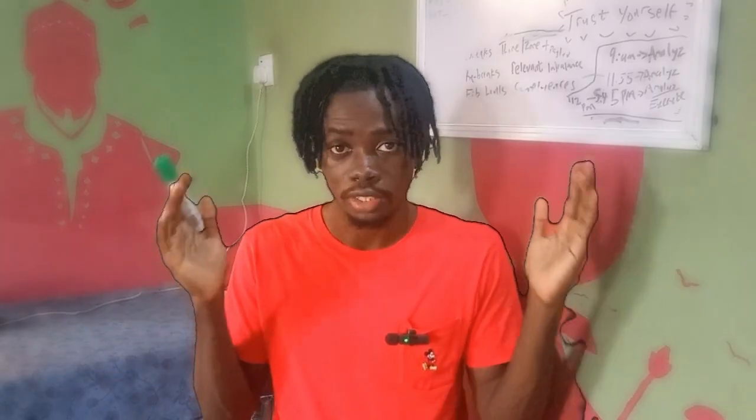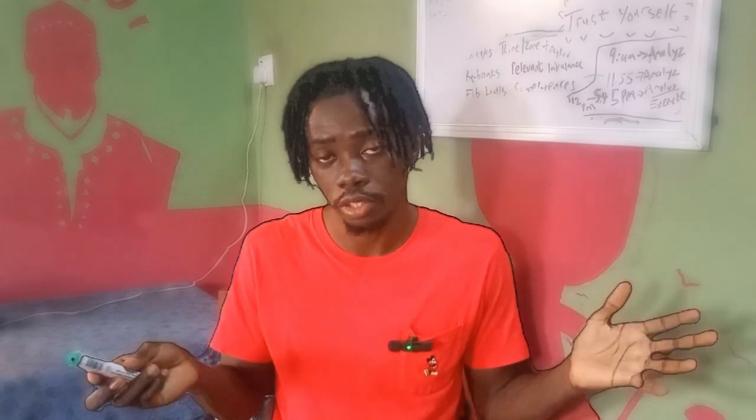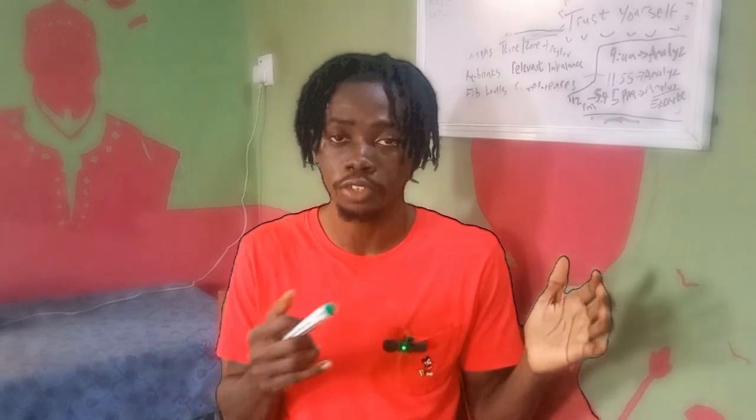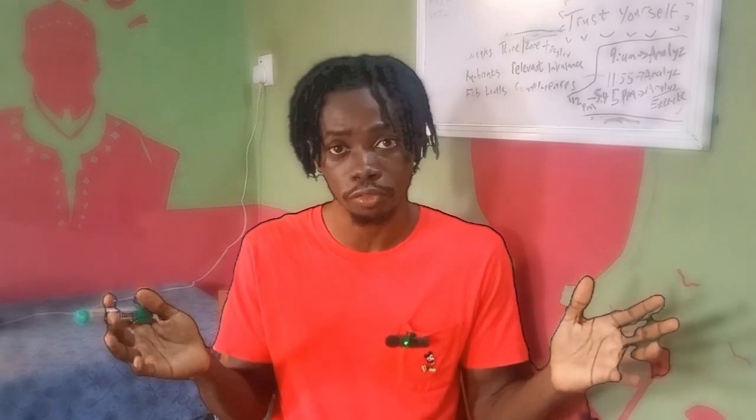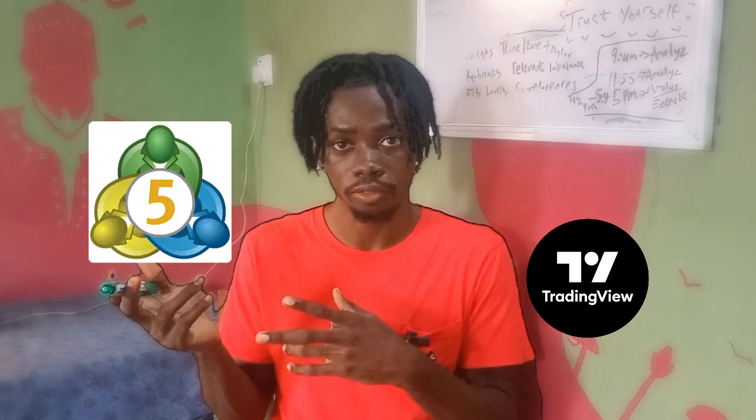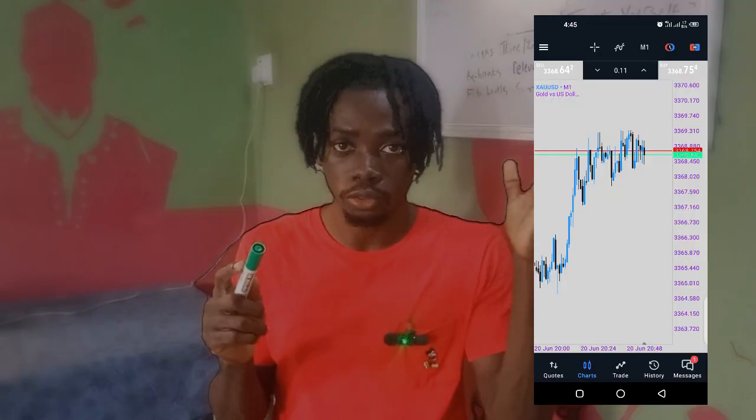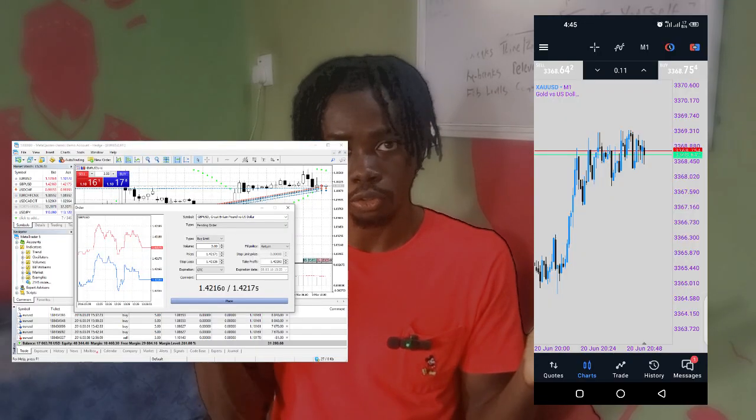Now that we know the basic pip calculation, next up is our trading platform. The most popular platform most people use, especially for charting and analysis, is TradingView. And for execution of your trades, we use MT4 and MT5. We also have TradeLocker. There are so many different ones out there. But for the purpose of this video, I'm just going to be making use of TradingView and MetaTrader 5. Here's a screenshot of how it looks on your phone and how it looks on your laptop.